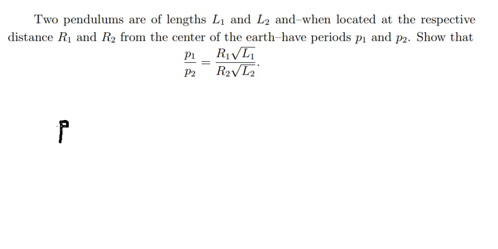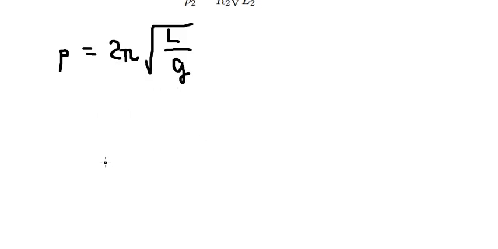We need to know that the period of a pendulum is T equal to 2π multiplied by the square root of L, the length of the pendulum, over g, the gravitational acceleration. And we know that g is equal to capital G M over r squared.